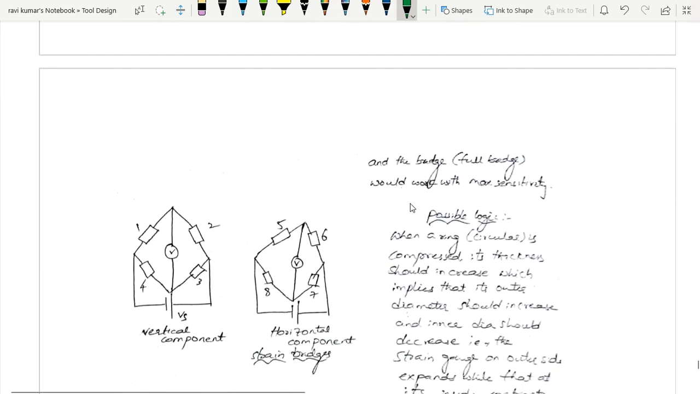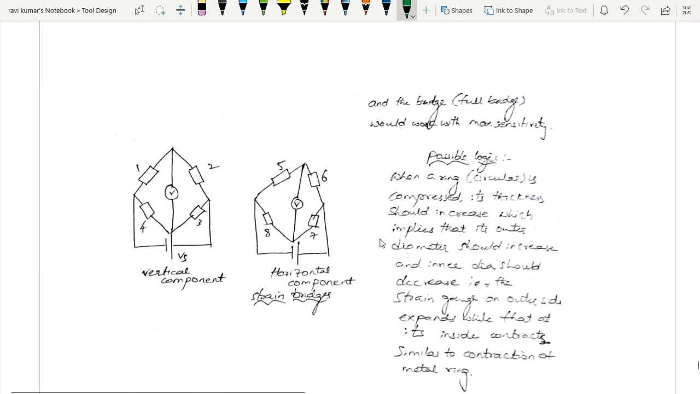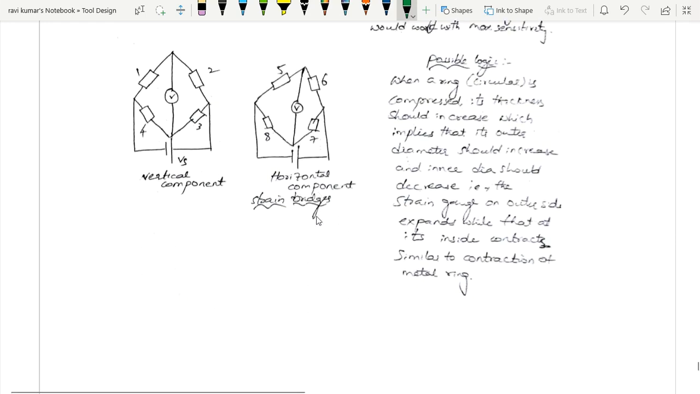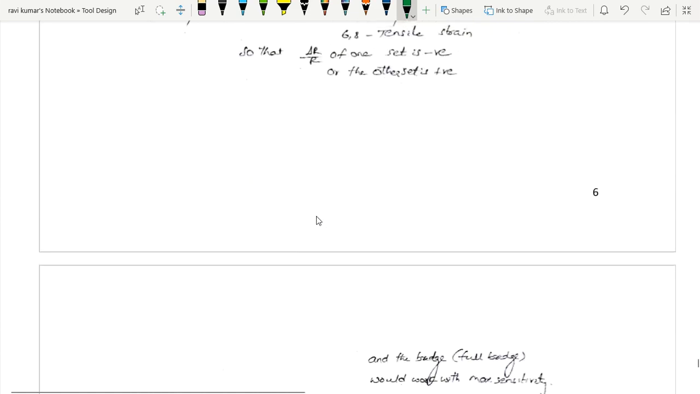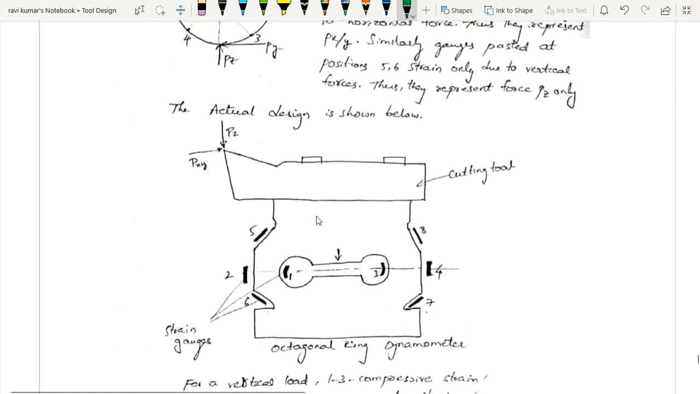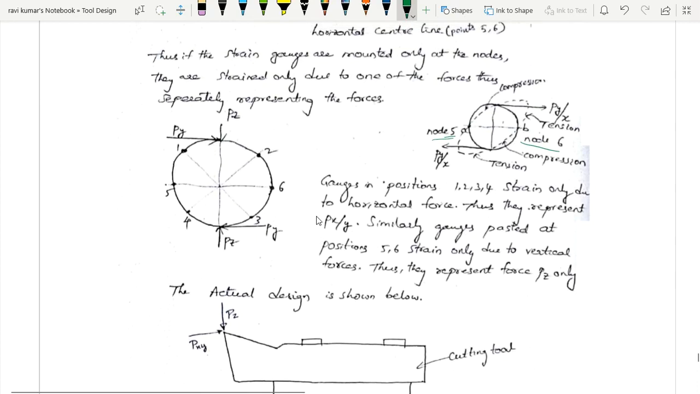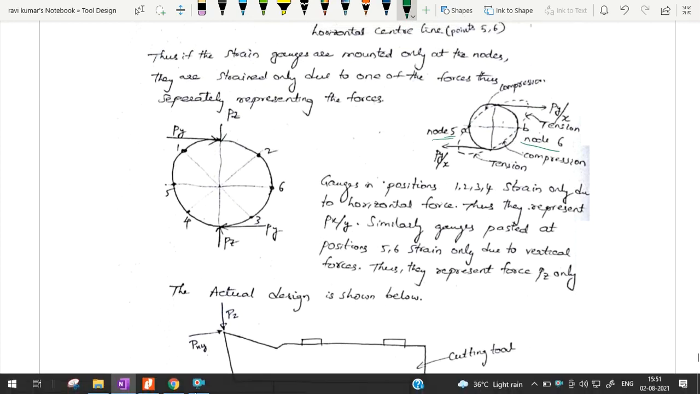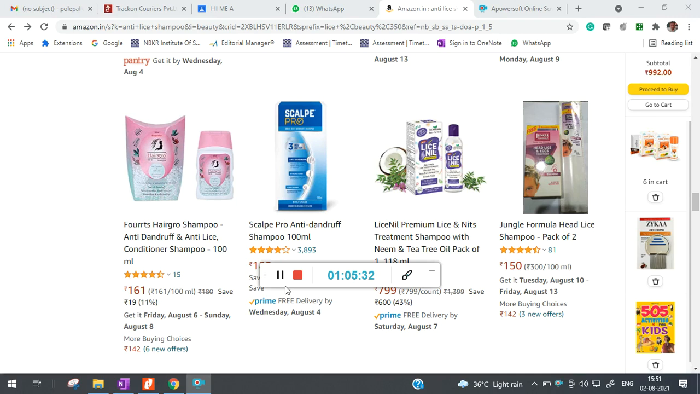So these are the circuits. These are the circuits which tell how it is possible to separate out this cutting force, right? Thank you.